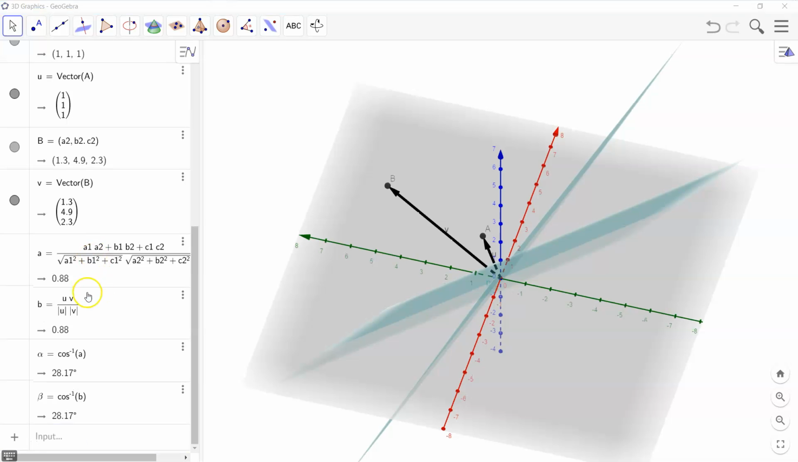Now here remember, although it may look like two different formulas, magnitude of u is nothing but a1 square plus b1 square plus c1 square, the whole thing under root, and v is this, and product uv is nothing but a1 a2 plus b1 b2 plus c1 c2. So if you are doing this calculation manually, uv, when you do that, you are going to end up doing this.